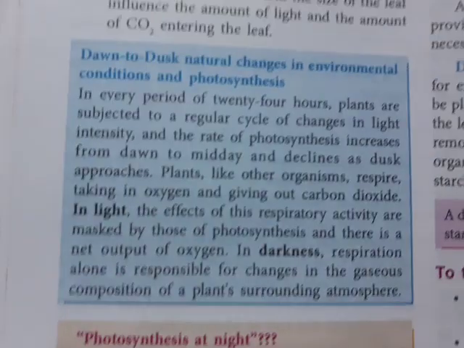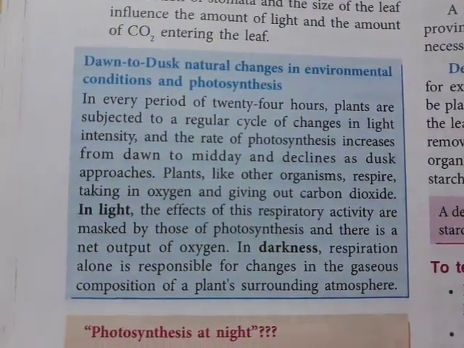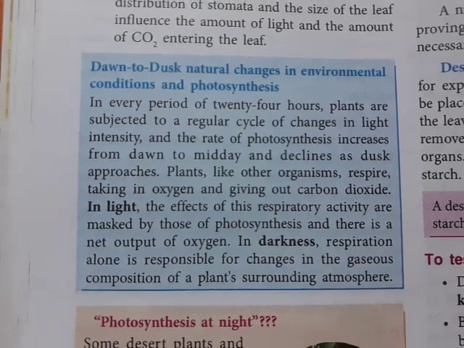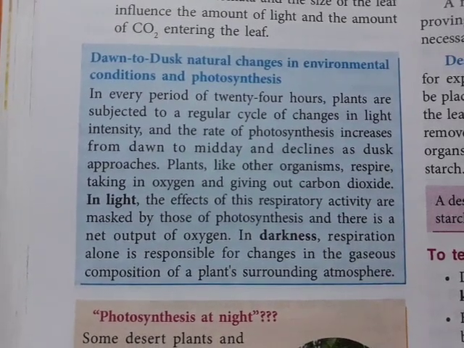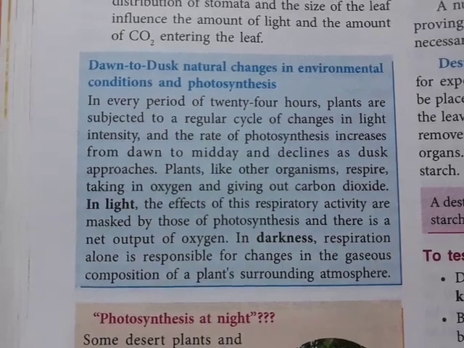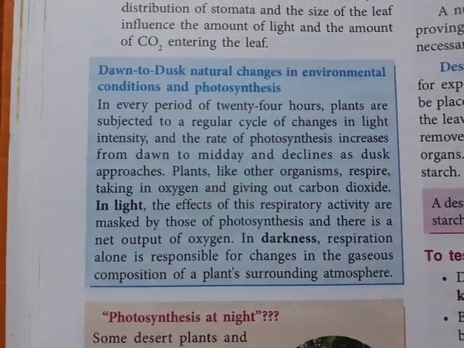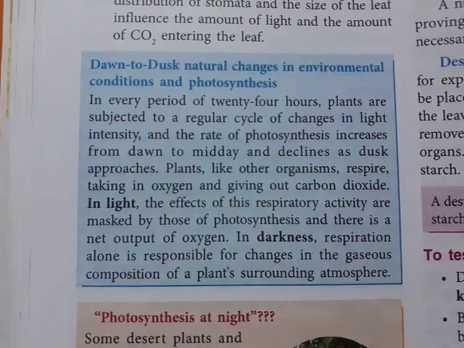Then here we have seen dawn to dusk natural changes. In every period of 24 hours, plants are subjected to a regular cycle of changes. What is that? With light intensity, the rate of photosynthesis increases from dawn to midday and declines at dusk, right? It is more from dawn to midday, and then afterwards it declines.